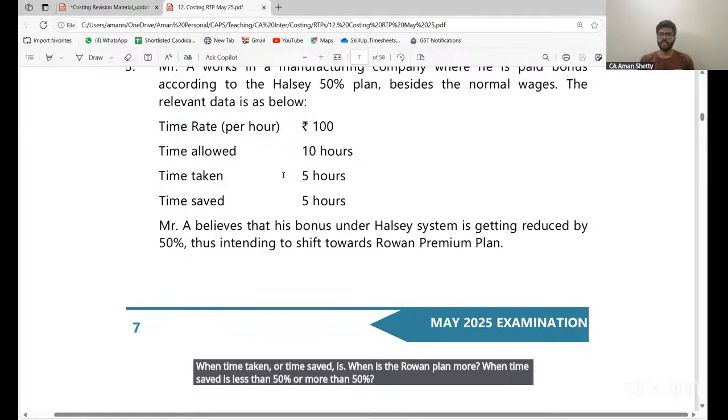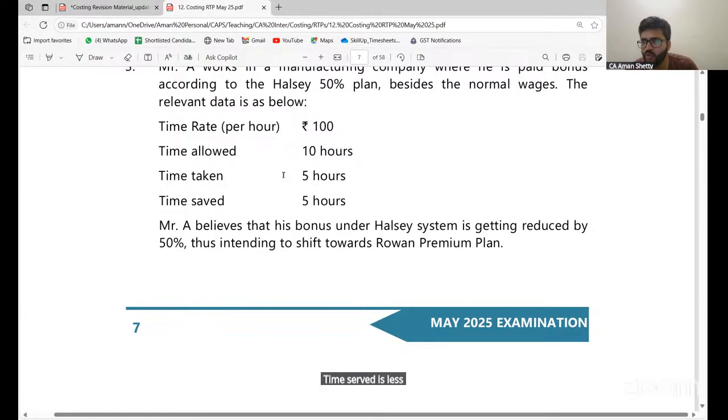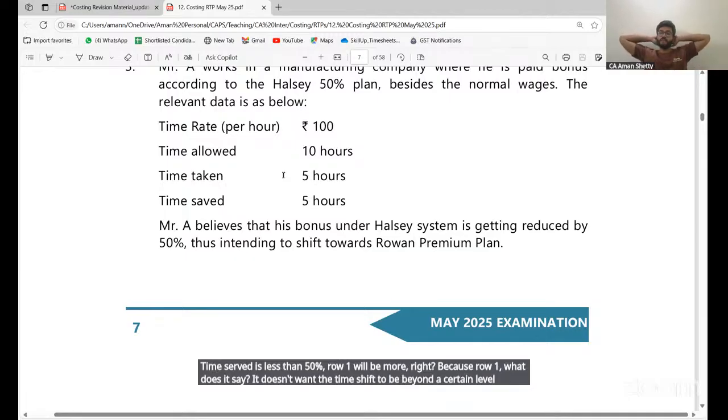Less than 50%. Time saved is less than 50%, Rowan will be more, right? Because Rowan, what does it say? It doesn't want the time saved to be beyond a certain level. Correct? So when time saved is more than 50%, Halsey is more. All of you know this, no? Correct or not, everybody? Quickly tell me.